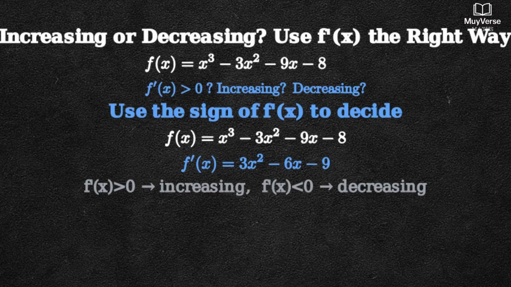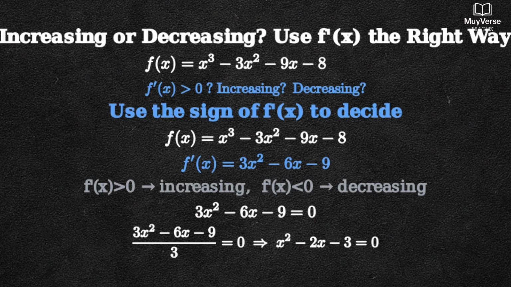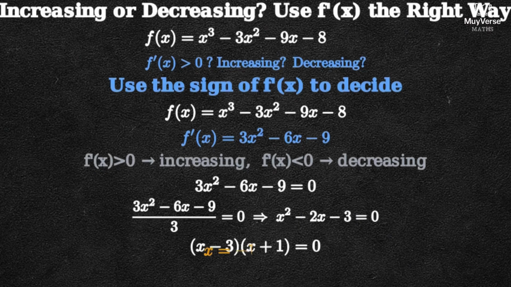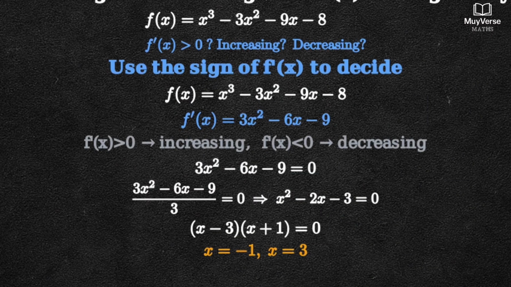Step 2. Find the critical points. Set the derivative equal to 0. 3x squared minus 6x minus 9 equals 0. Divide both sides by 3 to simplify. That gives x squared minus 2x minus 3 equals 0, which factors as (x minus 3) times (x plus 1) equals 0. So the critical points are x equals -1 and x equals 3.